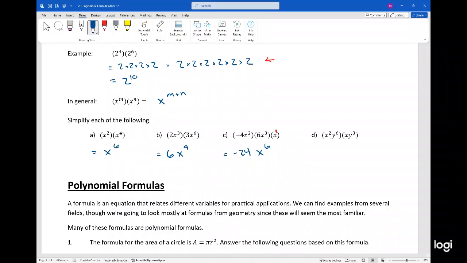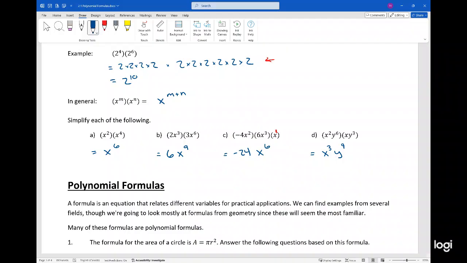For part D, similar to the coefficient thing, if we have multiple variables, we can treat each of them separately. So we'll just do the power of x first. And we have x squared times x is x cubed. And then we can do the y's. y to the 6 times y cubed is y to the 9th. Okay, that wasn't too bad.